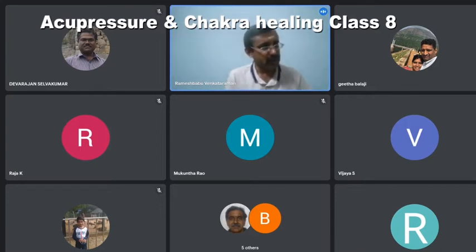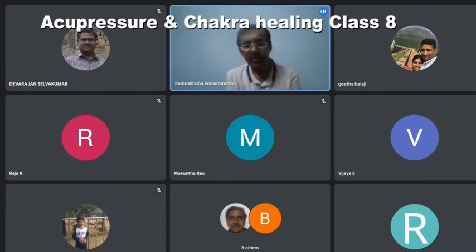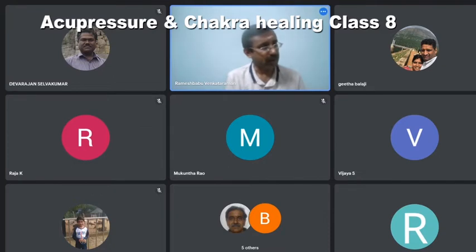Then next one is Sanjiao, that is triple burner. SJ1 is metal point, SJ2 is water point, and SJ3 is wood point. And SJ6 is fire point, and SJ7 is xi-cleft point, and SJ10 is earth point. So these are all the important points.